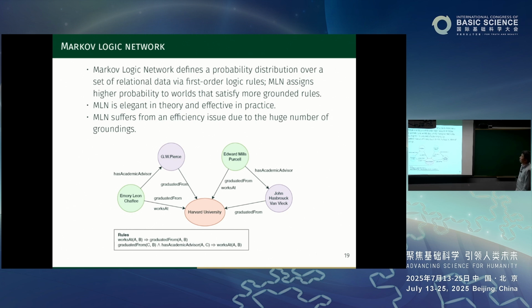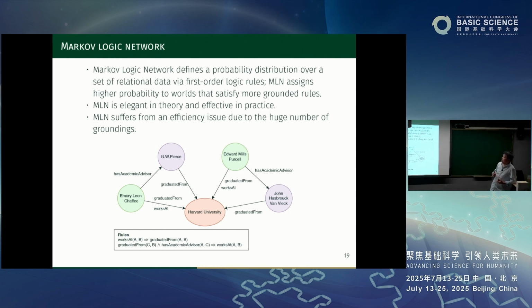Okay. A Markov logic network defines a probability distribution over a set of relational data, with first-order logic rules. MLN assigns higher probability to worlds that satisfy more grounded rules. If a fact is satisfied many times, it assigns higher probability to it. MLN is elegant in theory and effective in practice, but it suffers from an efficiency issue due to the huge number of groundings.